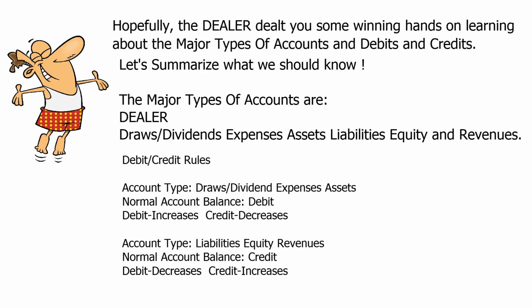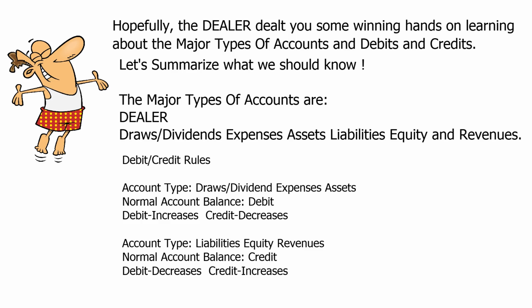Hopefully, the dealer dealt you some winning hands on learning about the major types of accounts and debits and credits. Let's summarize what we should know. The major types of accounts are: dealer. Draws/dividends, expenses, assets, liabilities, equity and revenues.